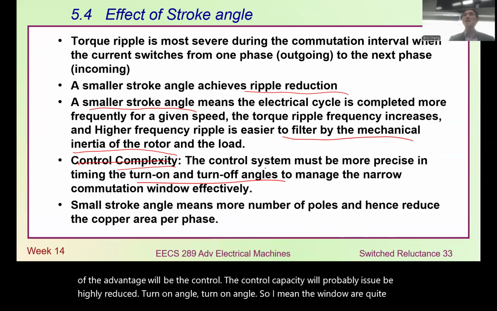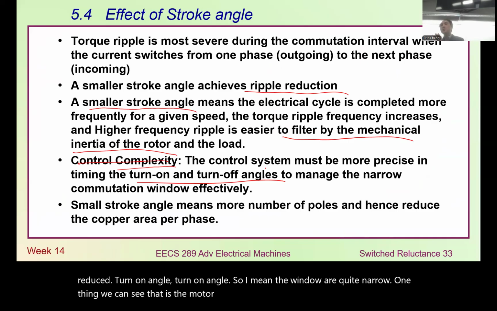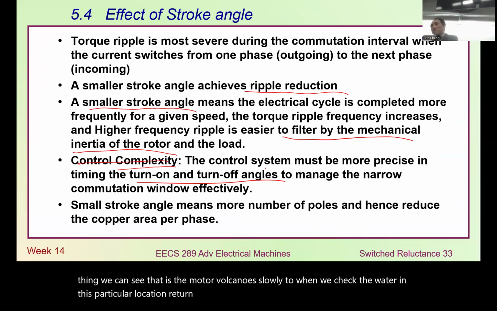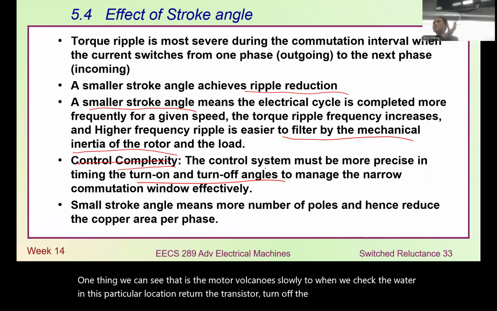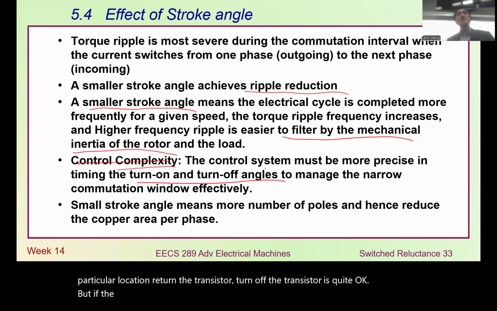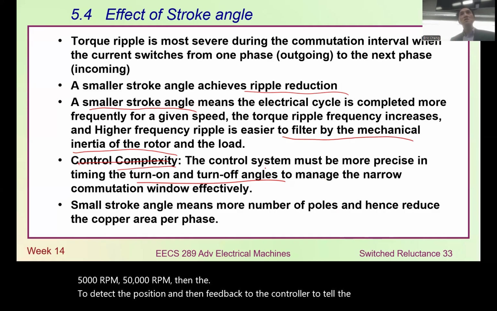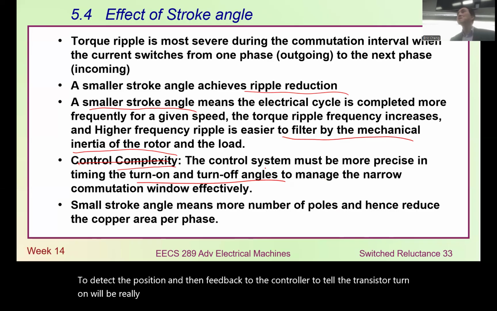One thing we can see is that if the motor rotates really slowly, when we check the rotor at this particular location, turning the transistor on and off is quite okay. But if the motor, as I talked about, the highest speed of the motor in the world, the speed can go up to 10,000 RPM, 5,000 RPM, 50,000 RPM. Then to detect the position and feed back to the controller to tell the transistor to turn on will be really complicated. We need a really high-speed microprocessor. Probably we can't do that.